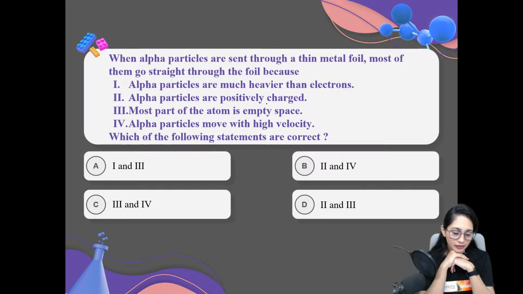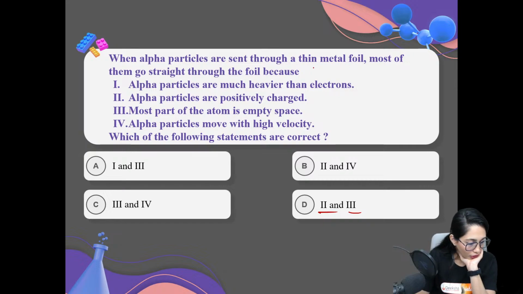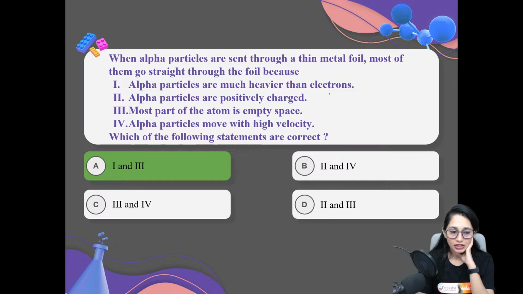Anand is saying option D. Let's see. Second and third. So alpha particles are sent through thin foil. Most of them go straight through the foil because why? Alpha particles are much heavier than electrons. Alpha particles are positively charged. Most of the part of the atom is empty. Alpha particles move with high velocity. What is correct? Option A is correct. 1 and 3 is right.